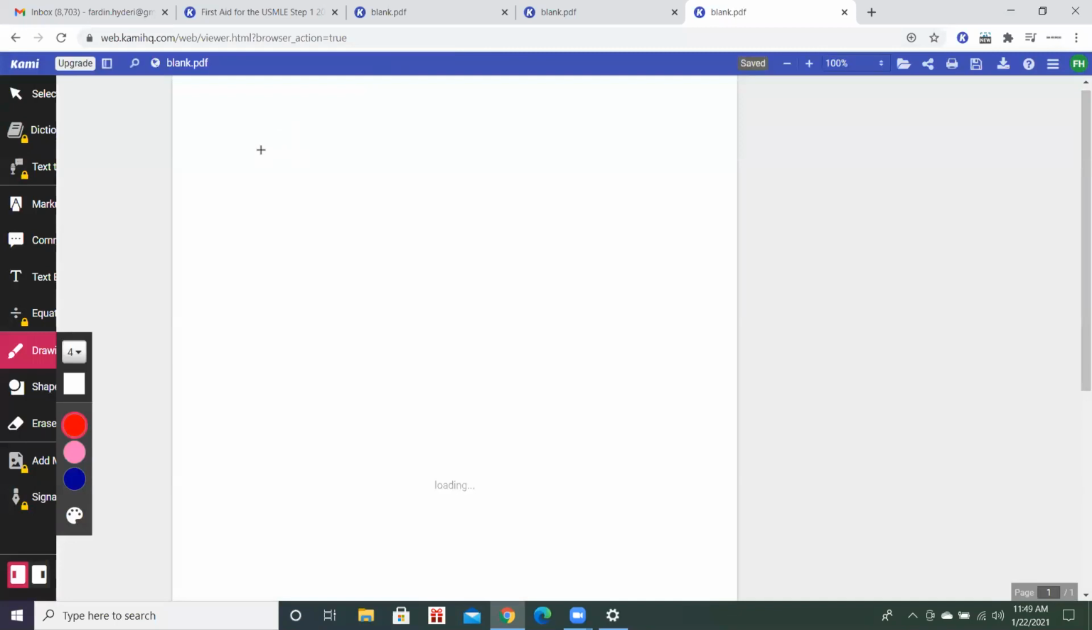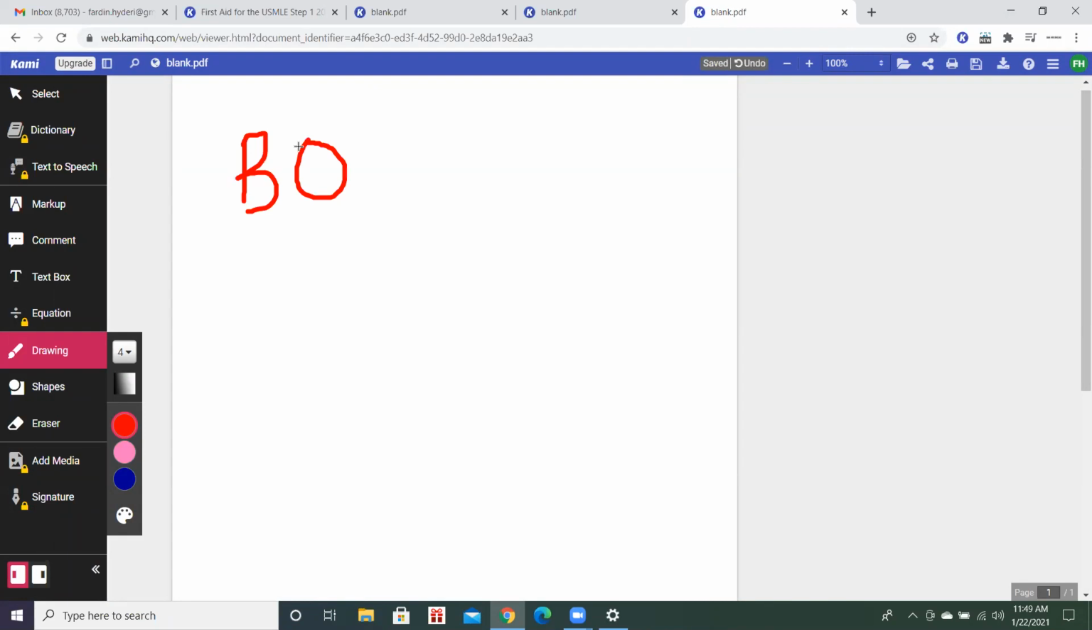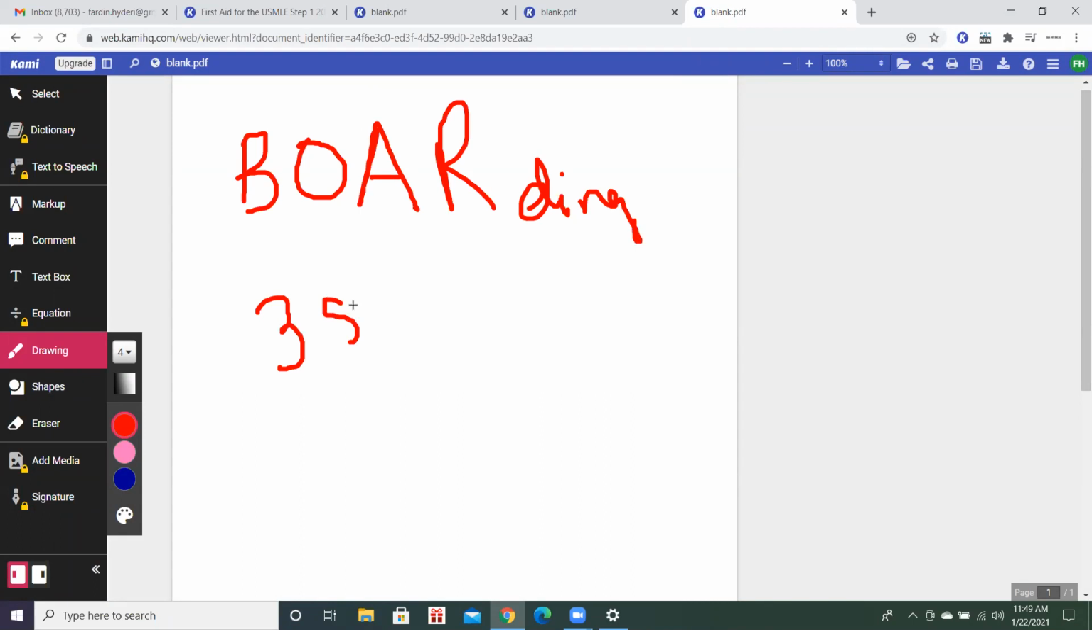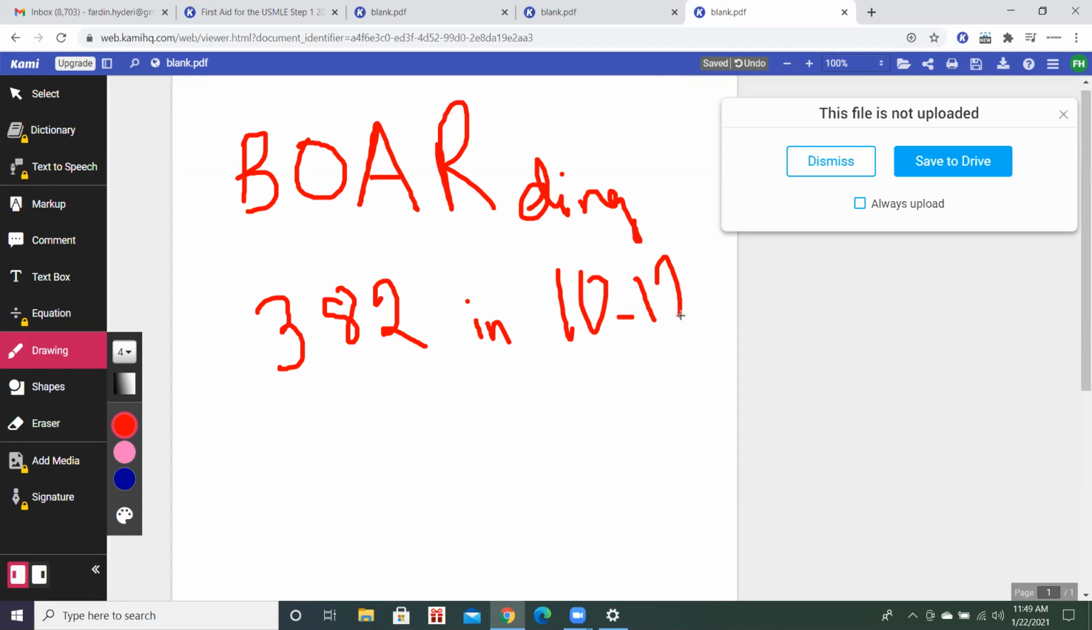Segmentation is B-O-A-R. Boarding a flight, flight number 382. You're boarding this flight in 10 to 12 minutes. It's Bunyavirus, which is a segmented virus. All of these four viruses are segmented viruses. So you have Bunyavirus, orthomyxovirus, arenavirus, and reovirus. These are all segmented viruses.